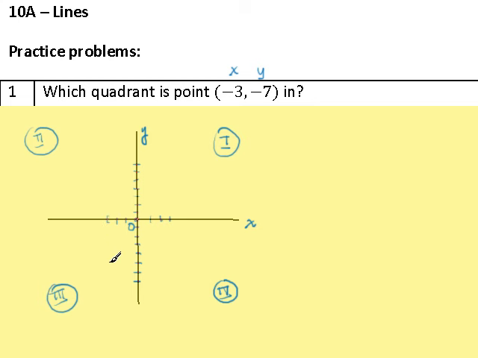1, 2, 3, 4, 5, 6, 7. And we're here. So we're in quadrant 3. So that's the answer, quadrant 3.